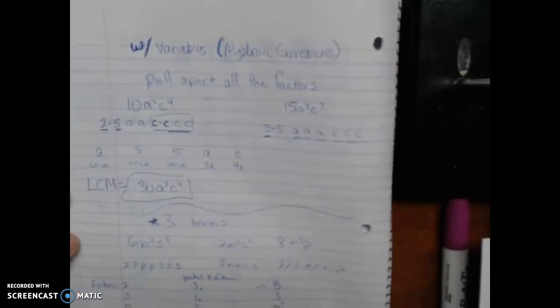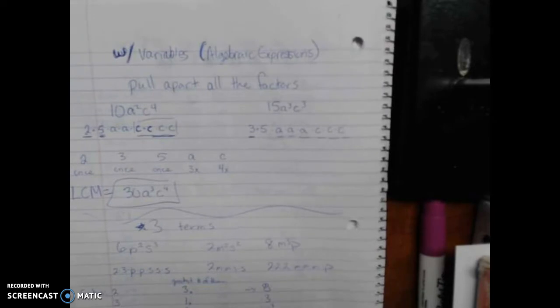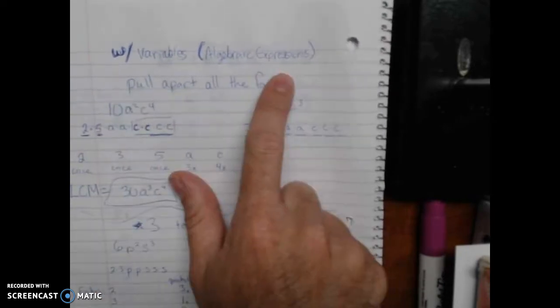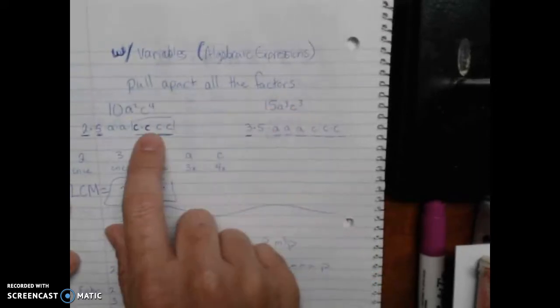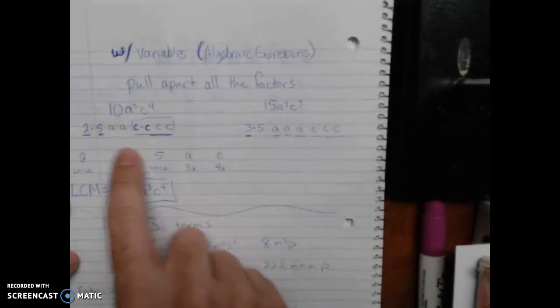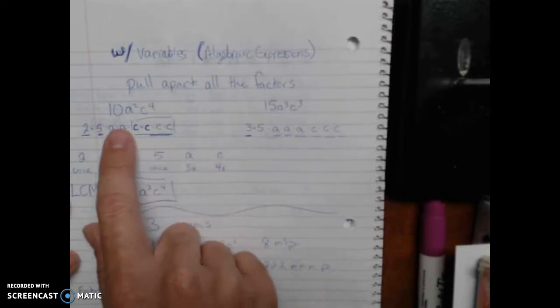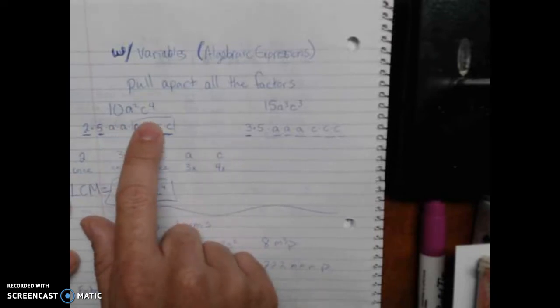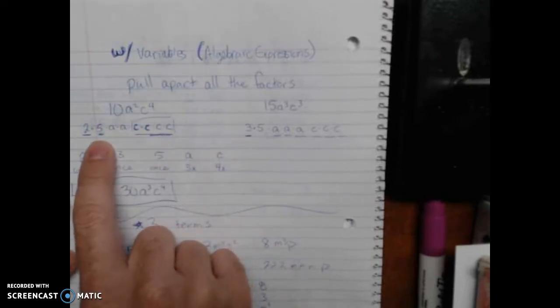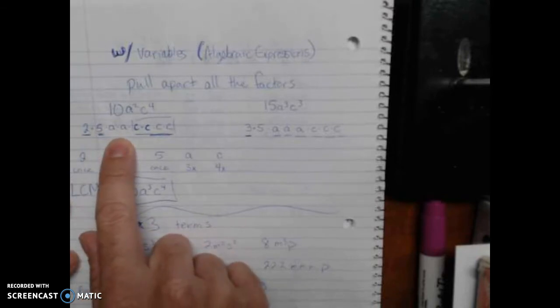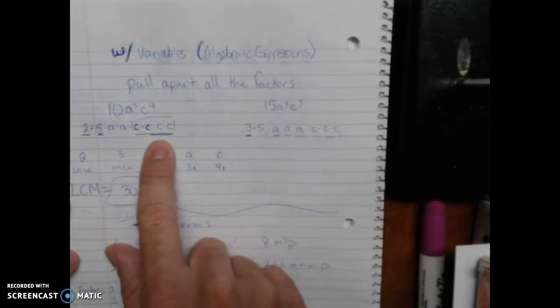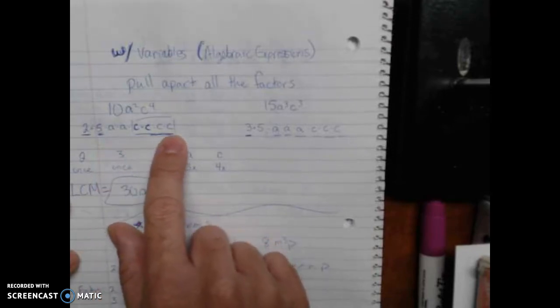And so I'll just put my notes up here for this section here, and we see that with variables or with algebraic expressions, we're going to try to pull apart all the factors. And this may look silly, but sometimes you just have to see it. So take 10a squared c to the fourth, and I pull it apart into all its factors. There's its number factors, and then here's its variable factors. A squared is a times a, and c to the fourth is c times c times c times c.